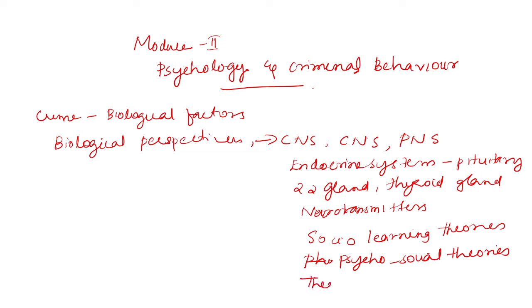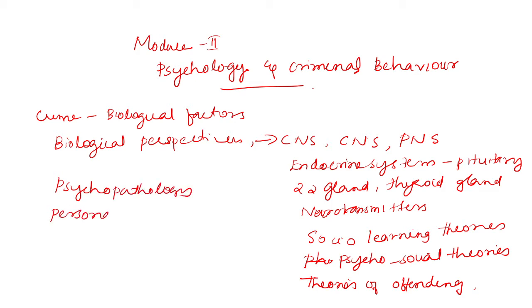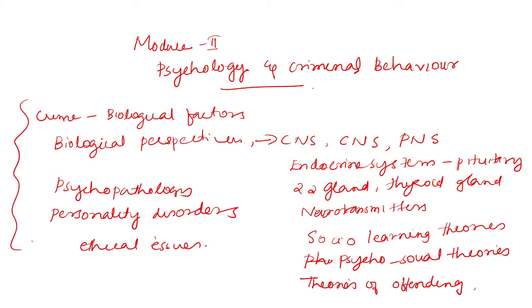theories of offending, then psychopathology and personality disorders, then ethical issues. So these are the topics we are going to deal with in this module. So let's start with the first one, psychological crime and biological factors.